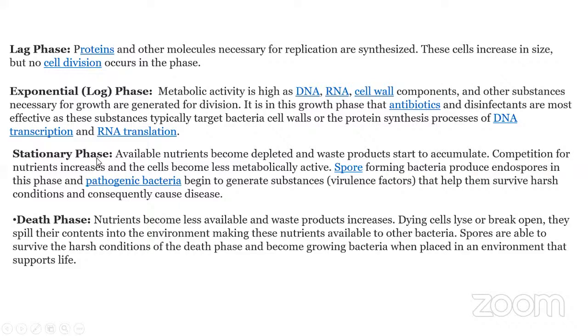In the stationary phase, where the number of living bacterial cells is equal to the number of dead cells, the metabolic activity of the bacterial population decreases. In this phase, bacterial spore formation takes place, or pathogenic bacteria form virulence factors.